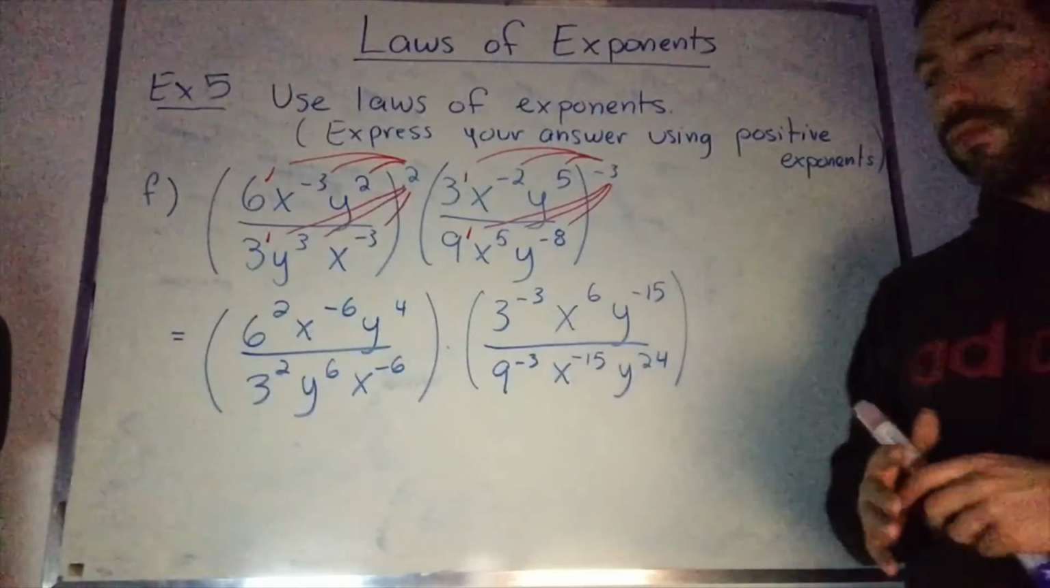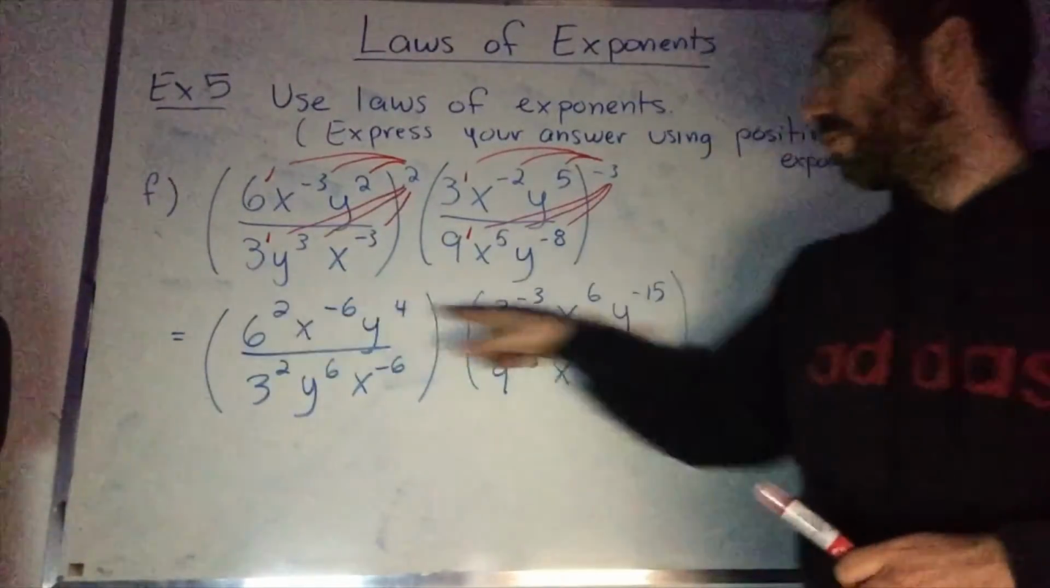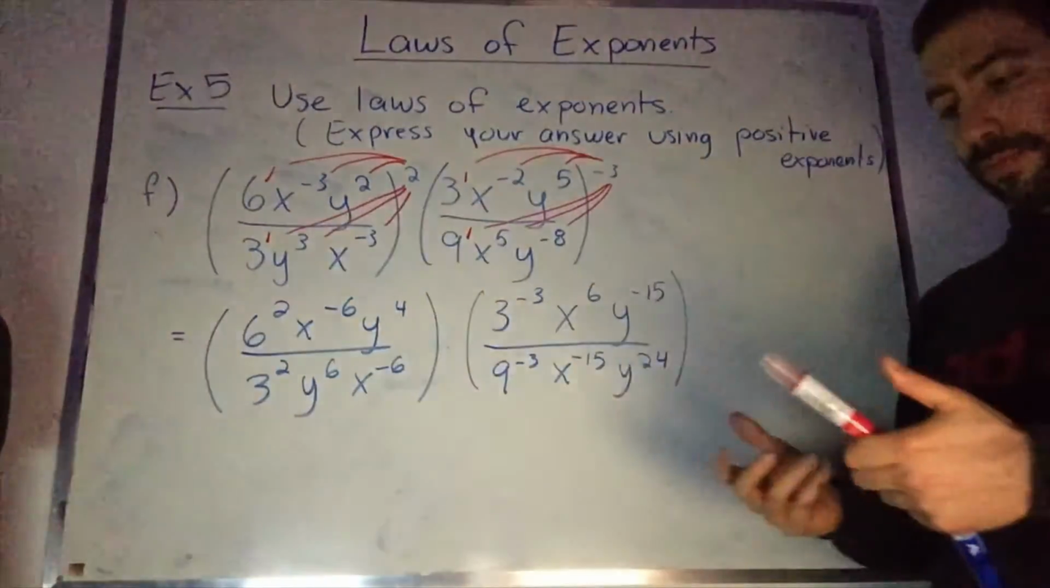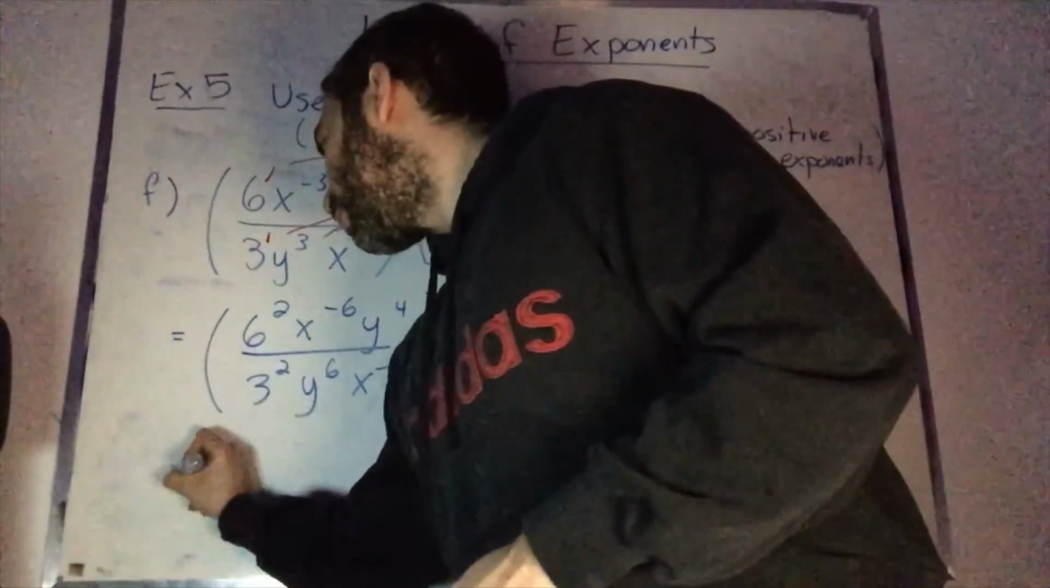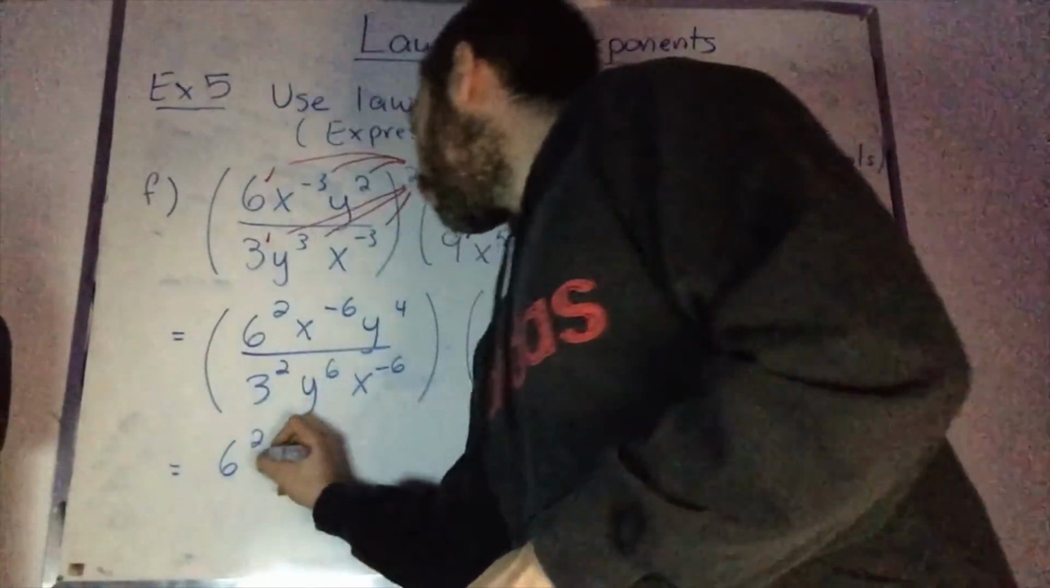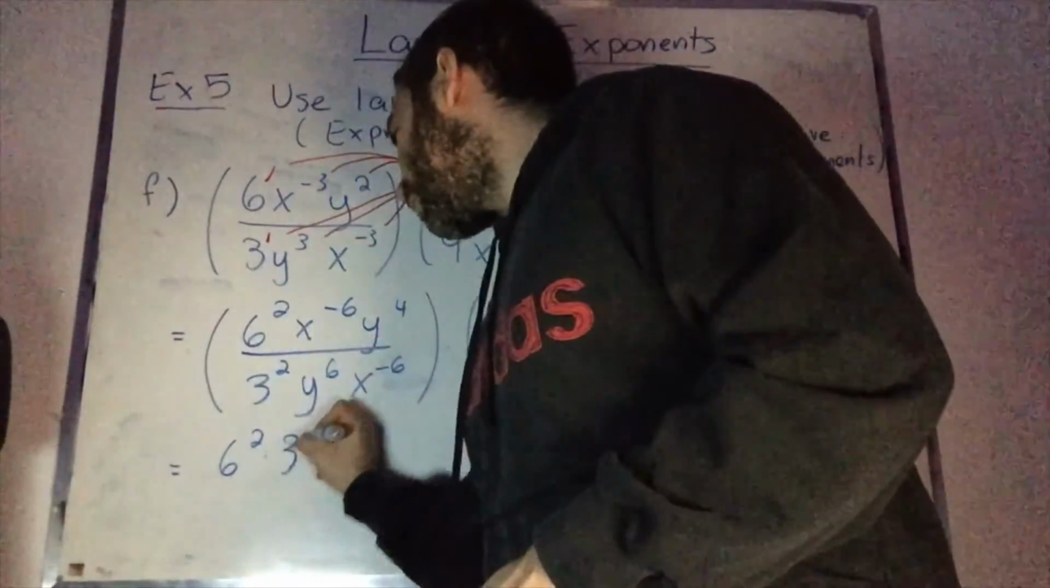Okay, so next what I would do is the same as the last example. I just multiply everyone on top. So let's ignore the numbers for now. We'll put them in the front. So 6 to the 2 is going to stay. 3 to the negative 3 stays over here.